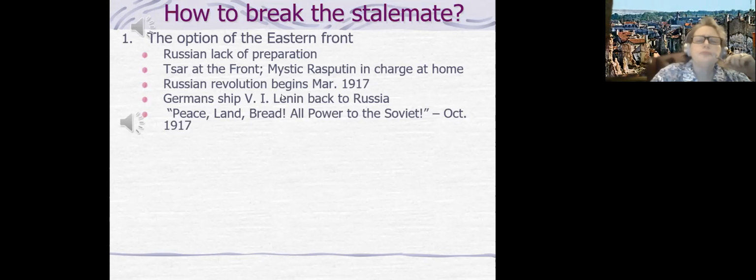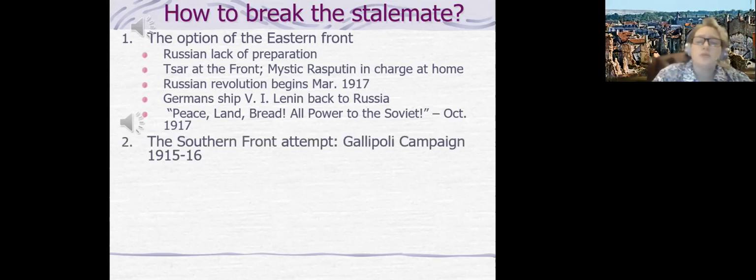Now, so with the Germans winning and the Russians not doing very well on the Russian front, the Eastern Front is really never going to be something that helps break the stalemate of the Western Front. Another option that was thought of early on in the war in 1915 is to go a southern route. Now, the southern route, this particular brainstorm, was that of Winston Churchill, who's a pretty young fellow at this point. And it's called the Gallipoli campaign.